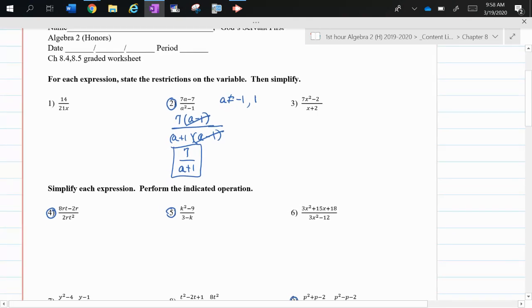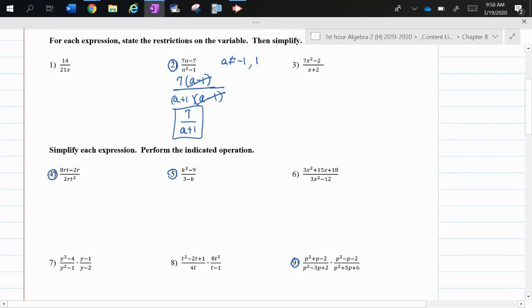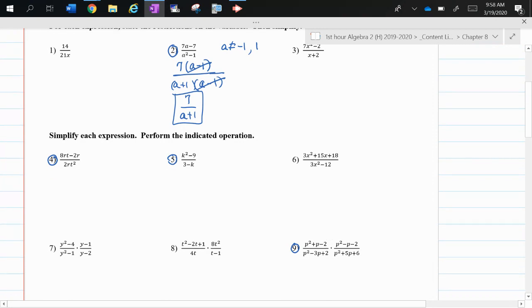So let's go down to number 4. We're going to do number 4 together now. And I am going to factor. Notice there's nothing to factor in the denominator, but in my numerator, I can take out a 2r. 2r is my greatest common factor. So when I take out a 2r, I'm left with 4t minus 1 over 2rt squared.